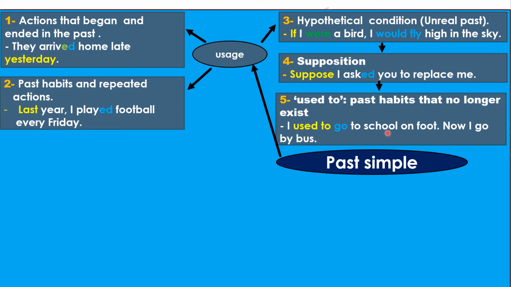I used to go to school on foot, now I go by bus. Now let's move to the time expressions used with the past simple.